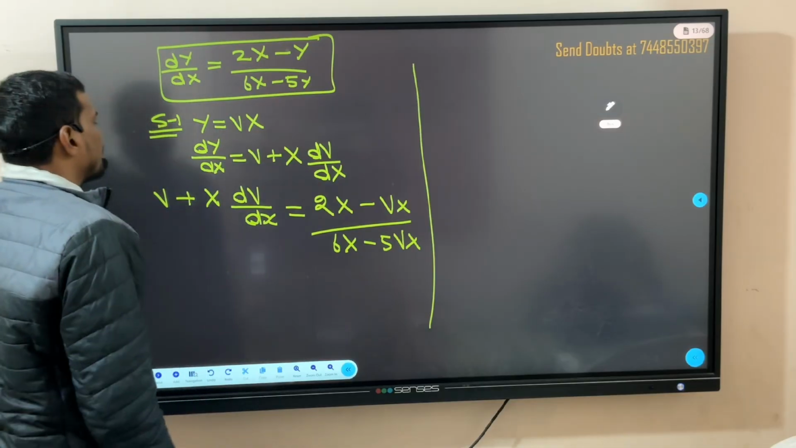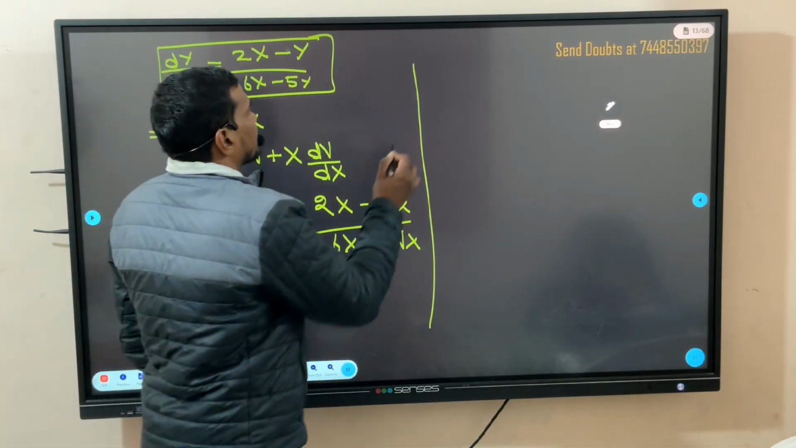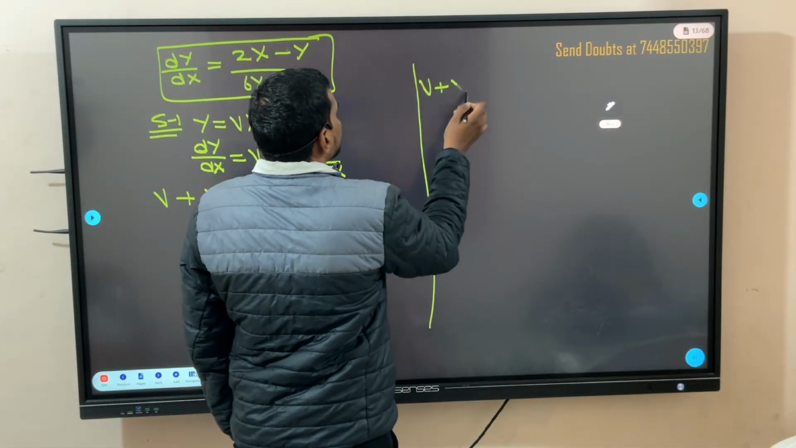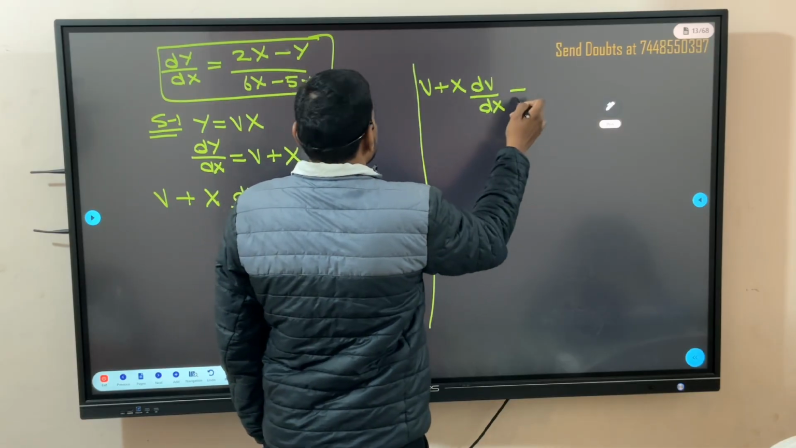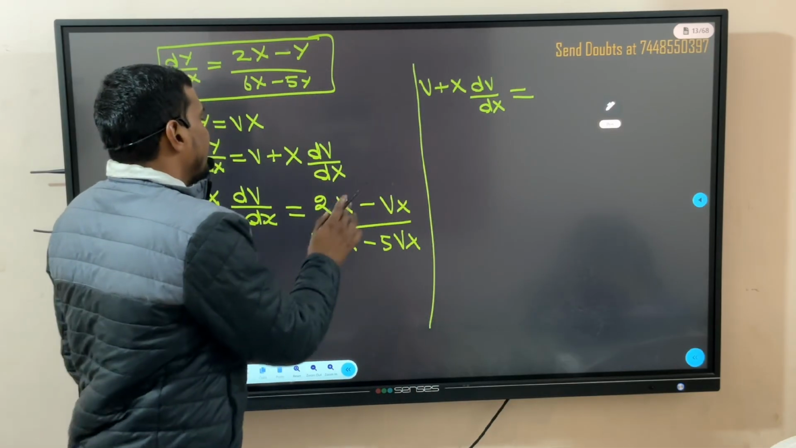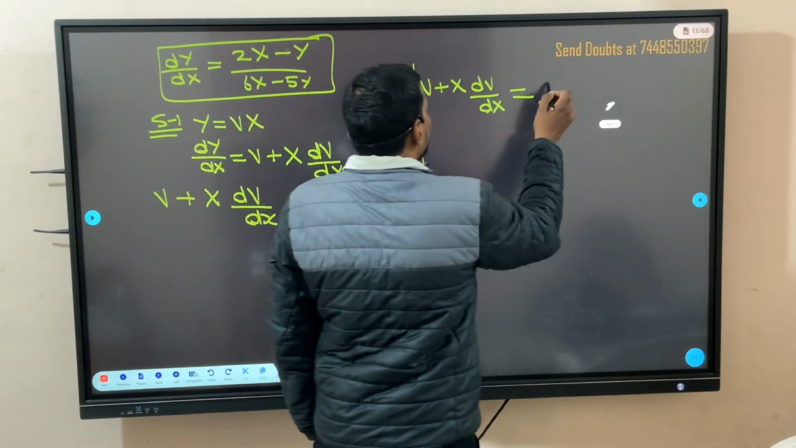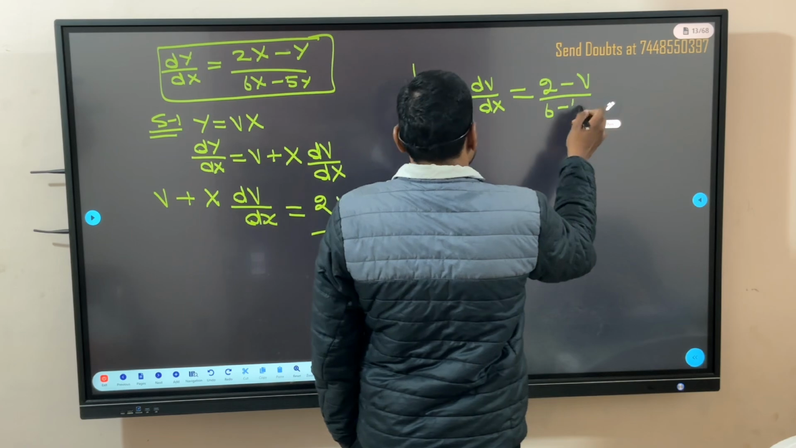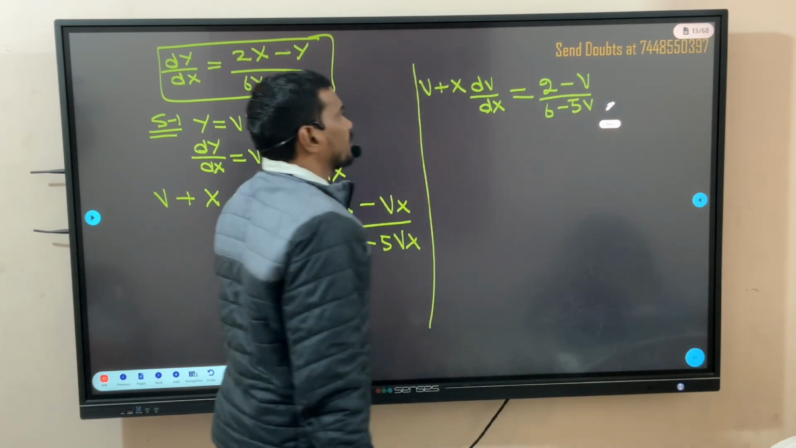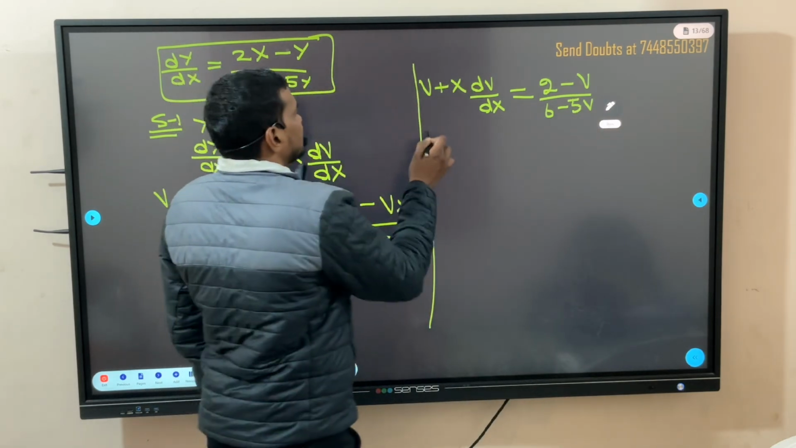Finally, we will write v plus x dv by dx. This is equal to, x got cancelled, so 2 minus v divided by 6 minus 5v. Now simplify this.